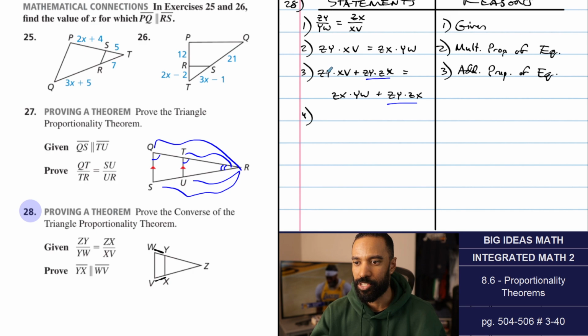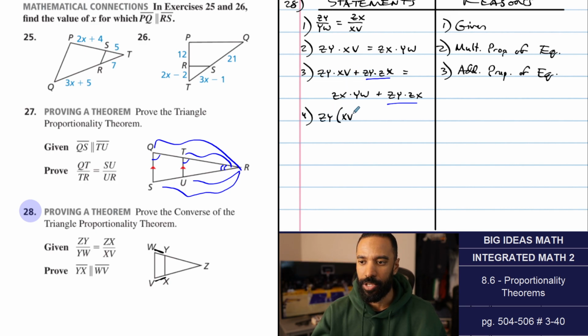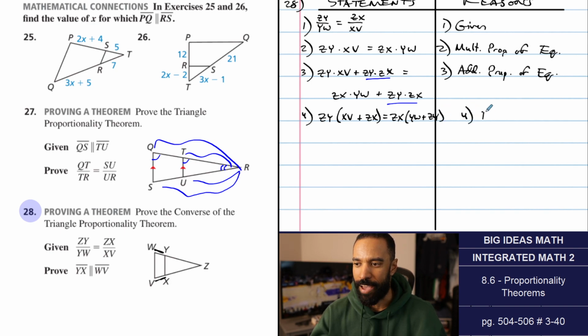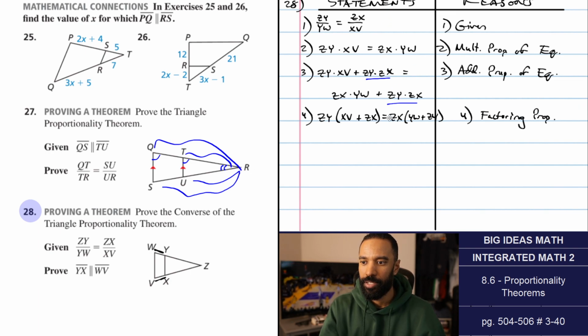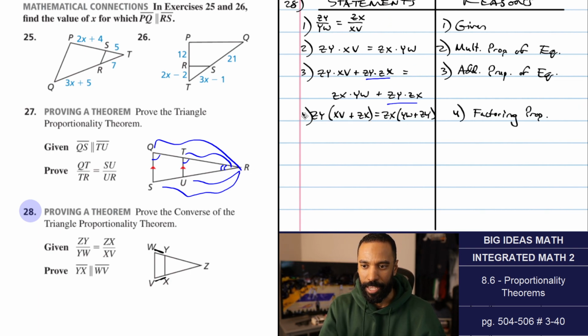In this set exists a common factor of ZY. Let's factor it out. And in here you have XV plus ZX. And on this side, you can factor a ZX out. And here you'll have YW plus ZY. So factorization, factoring, I guess property. If there's a distributive property, then I guess there's a factoring property. I guess, Mr. Wayne.